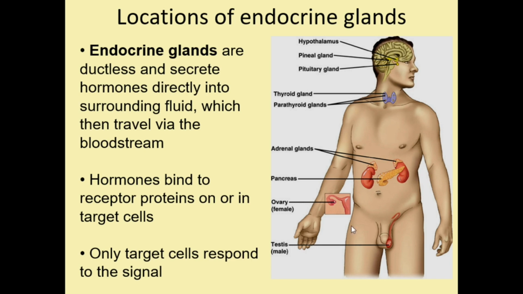And then moving down into the gonads. So obviously in a male, we have the testes for producing testosterone. And in a female, that would be the ovaries for producing estrogen.